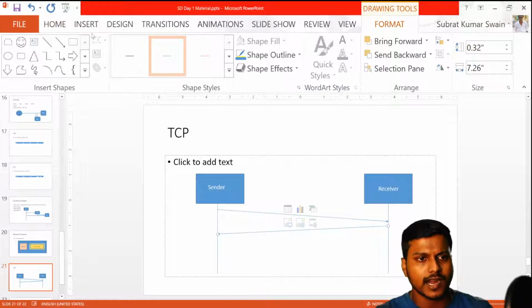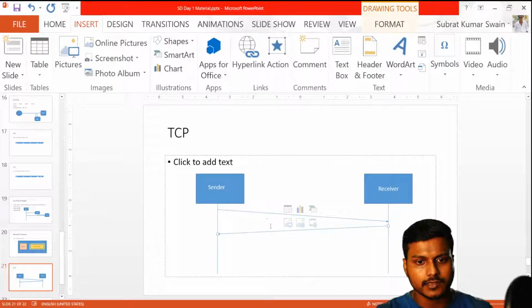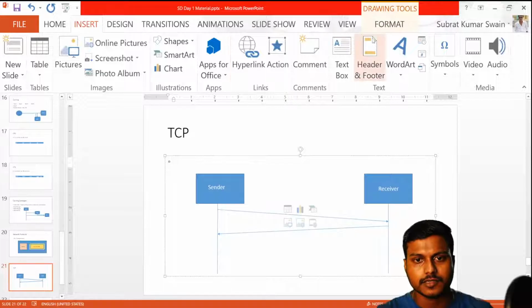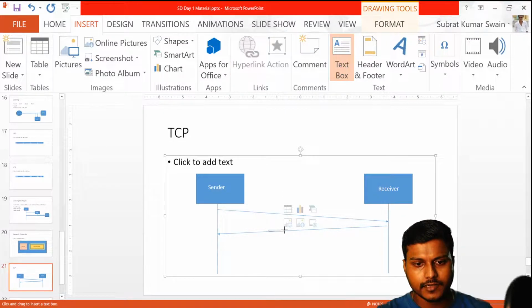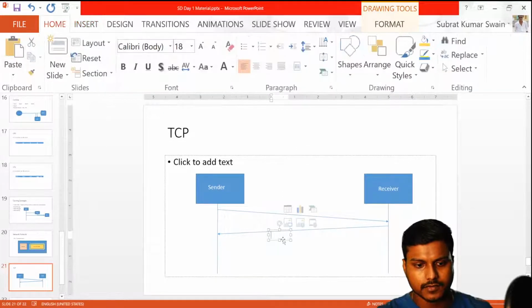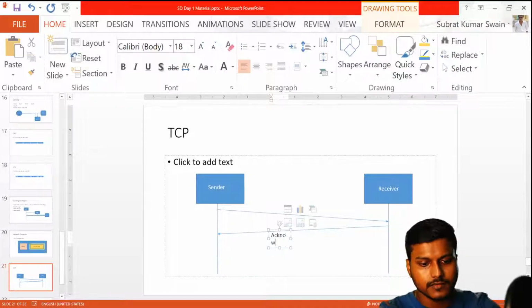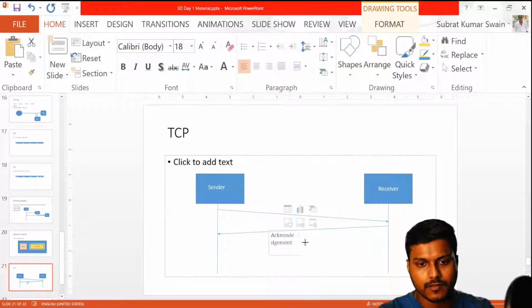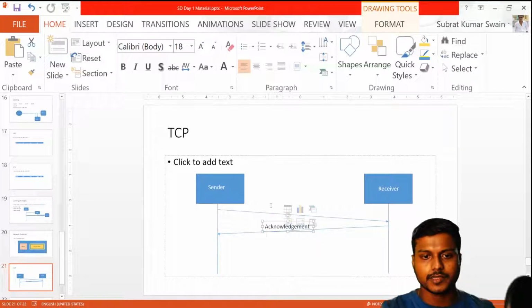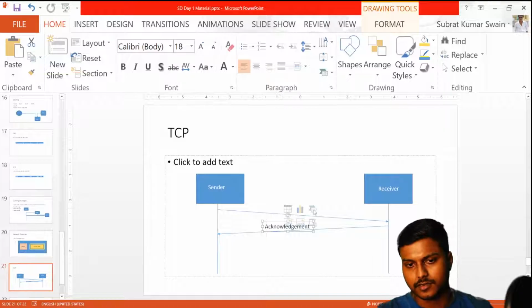So let me also write here acknowledgement. If you have already covered your fifth semester or something in your BTech, I think you have already come across this term acknowledgement. Okay, this is the data packet the sender is sending to the receiver.